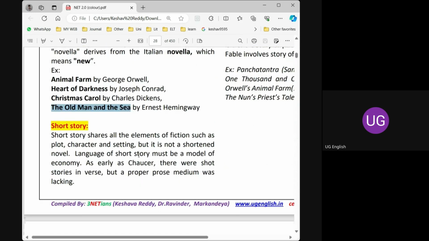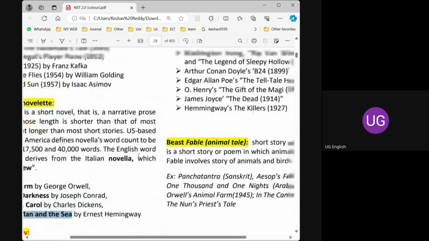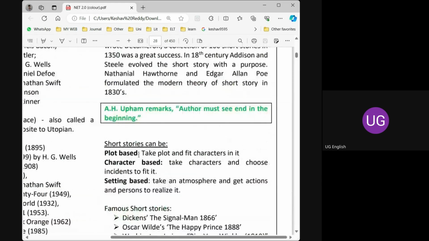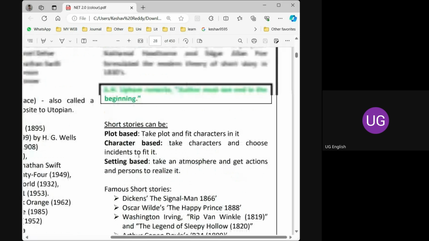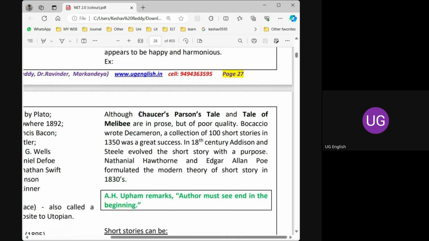So coming to the short story, short stories are very simple, a very shortened form of novel. Simply we can call it a shortened form of novel. So they are very quick in plot, in character, in setting. So we feel the turns very quickly. Here I have given some important short stories, and the first short stories are seen in Chaucer's Canterbury Tales. Just make a note of this.